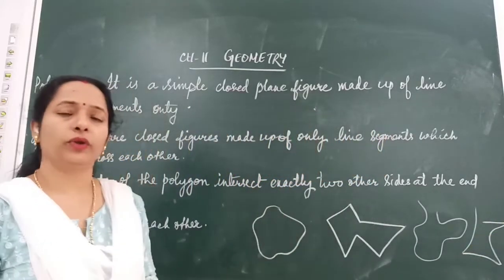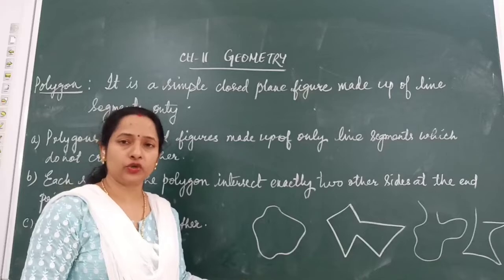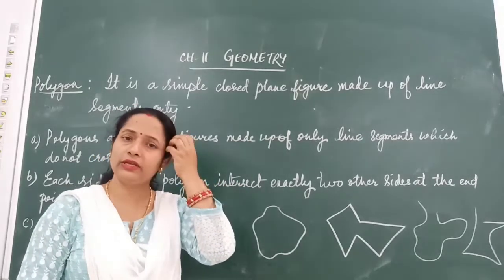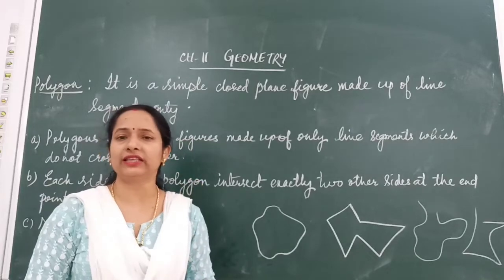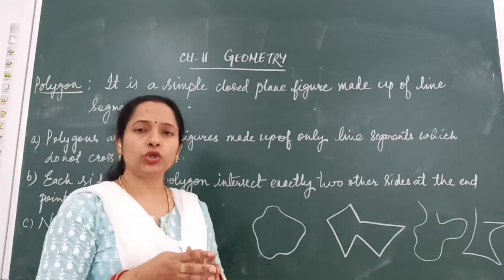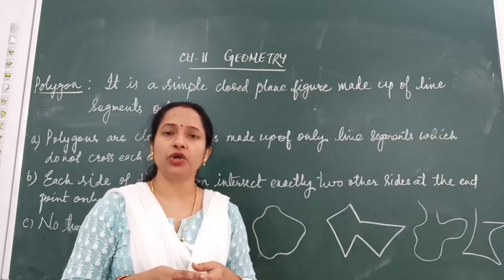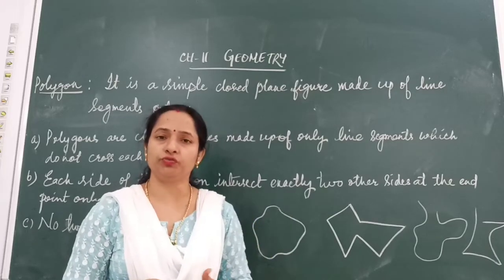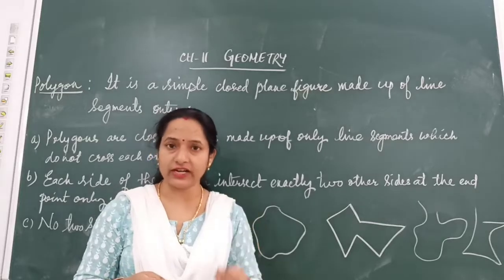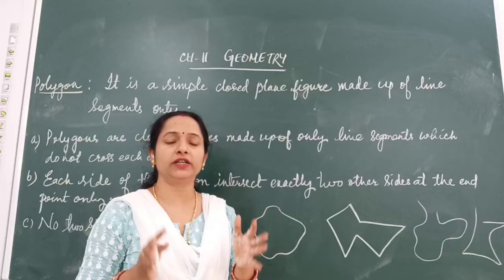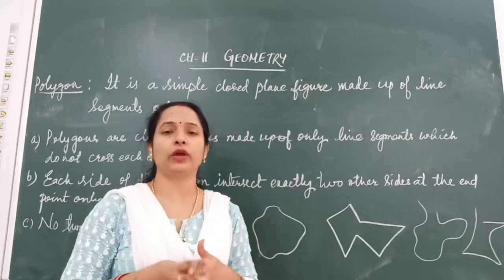So children, we already know what a closed figure and open figure is, but now we are going to discuss polygon. So what do you mean by polygon? Polygon is nothing but a simple closed figure made up of line segments only. In the previous videos we have already learnt about the different types of lines, where we learnt about line segment, which has two endpoints.